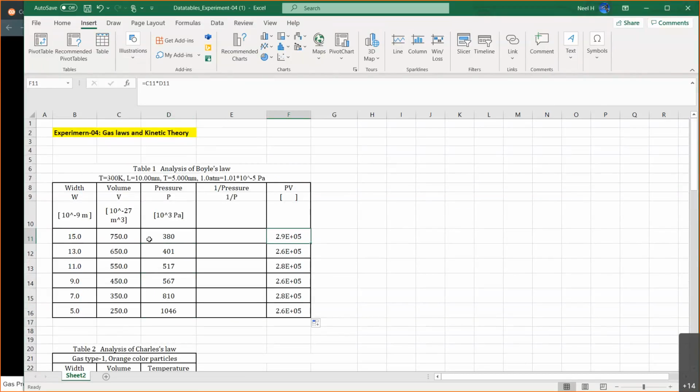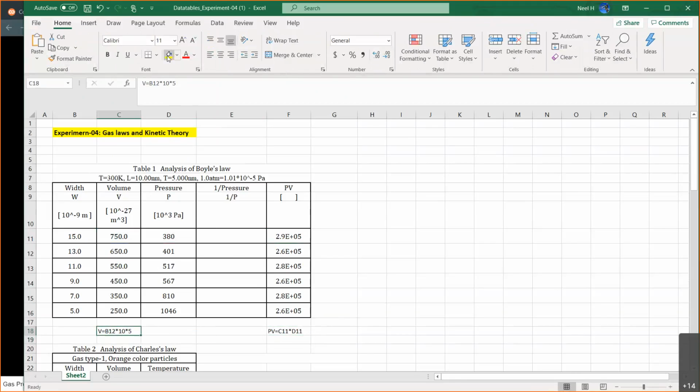You multiply pressure and volume: C11 times D11. Let me copy and paste those functions. There's a function here. Let's paste that here. That's for the volume. And there's another function here for the PV. Don't use this function within the table. Okay, that doesn't look good on your lab report. Use these functions only in the discussion or in the appendix, Appendix C.